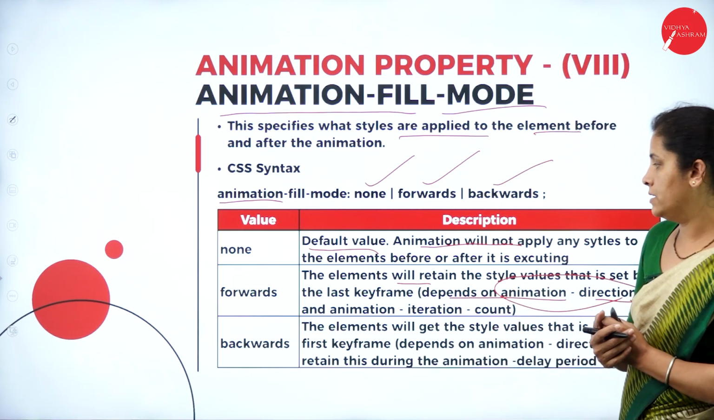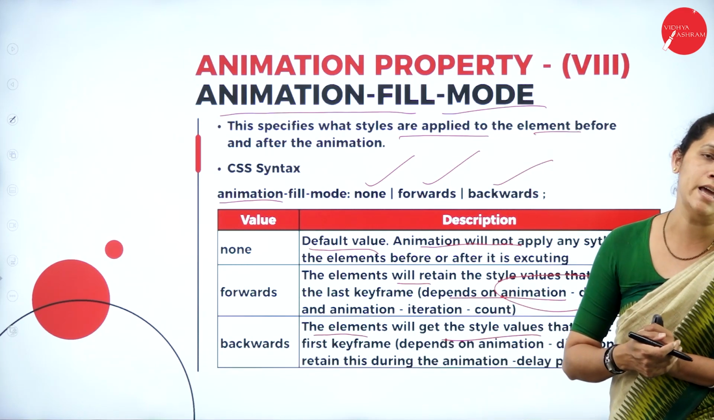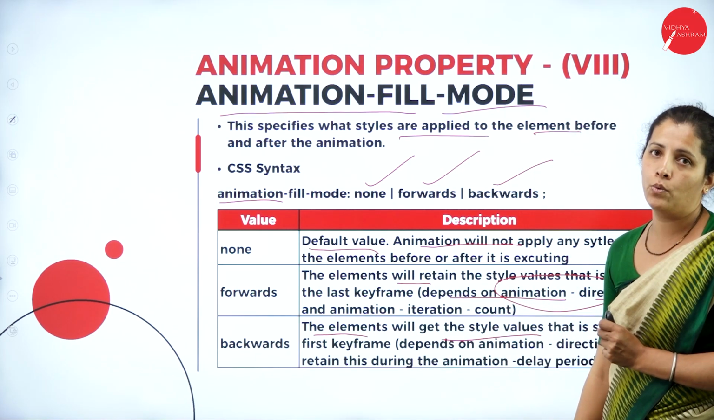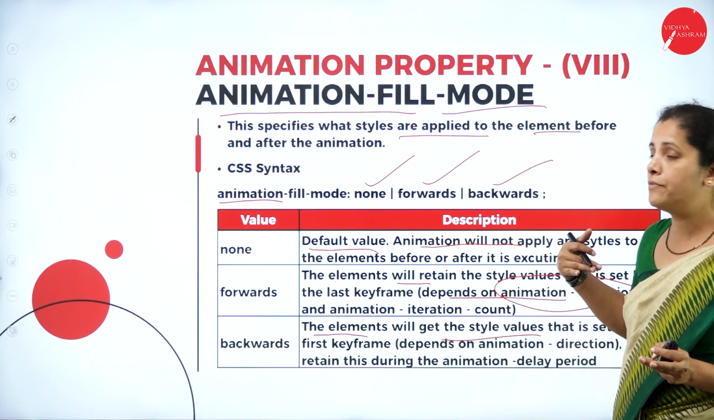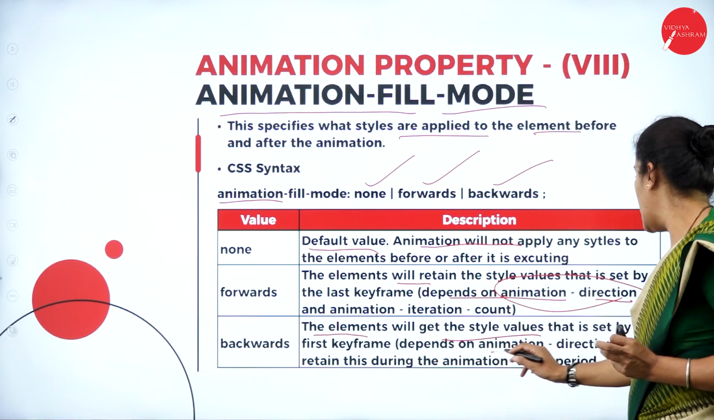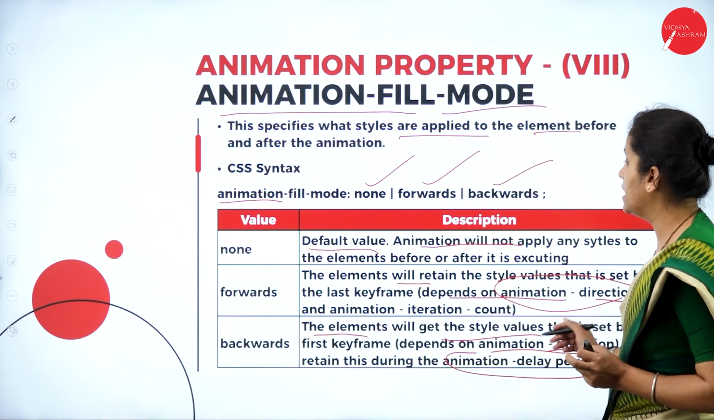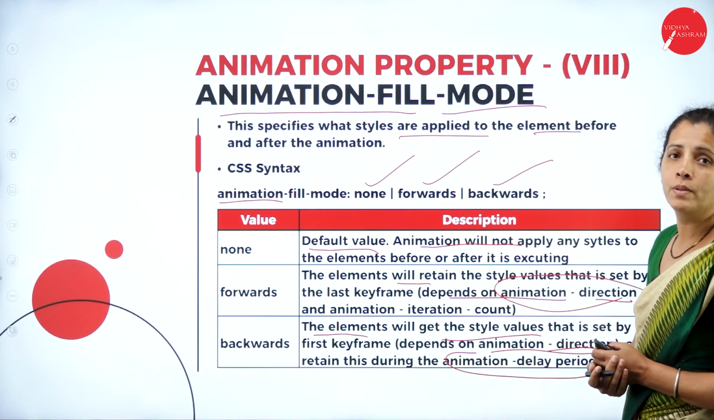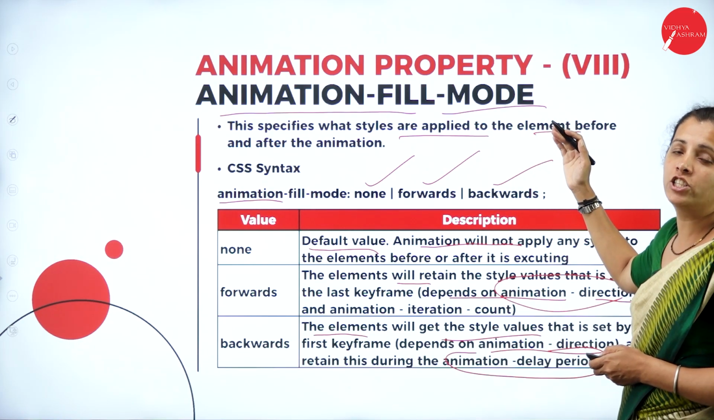Then what about backwards? The element will get the style value set by the first keyframe. When I want to consider the first keyframe, I'll go with backwards. If I want to consider the last keyframe, I'll go with forwards. The properties that apply with backwards are animation direction and animation delay. So why do I use animation fill mode? It is used to specify the style applied to the HTML element.